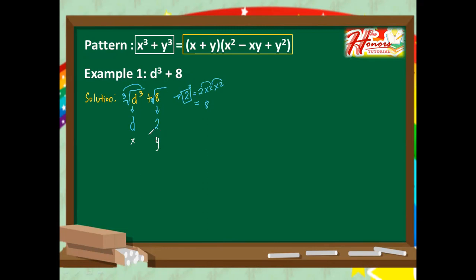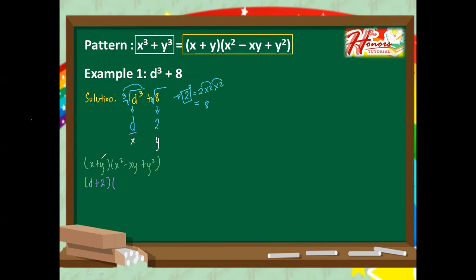Now, this is the time to substitute in our formula. Let's do it. So I will just rewrite the formula. That's the quantity of x plus y times the quantity of x squared minus xy plus y squared. And then what is x? That is d. So we will be writing d here plus y, that's 2.